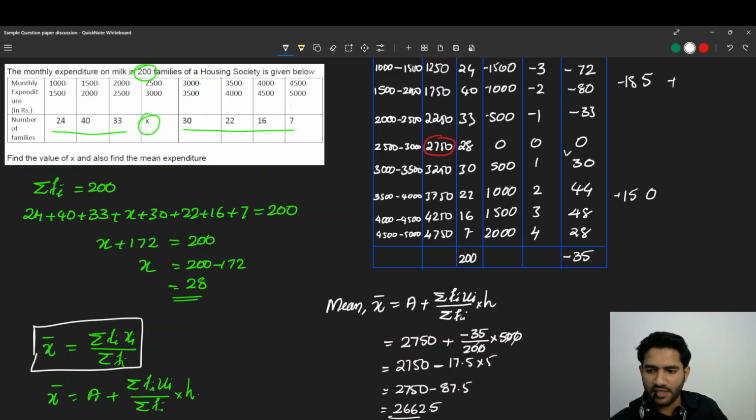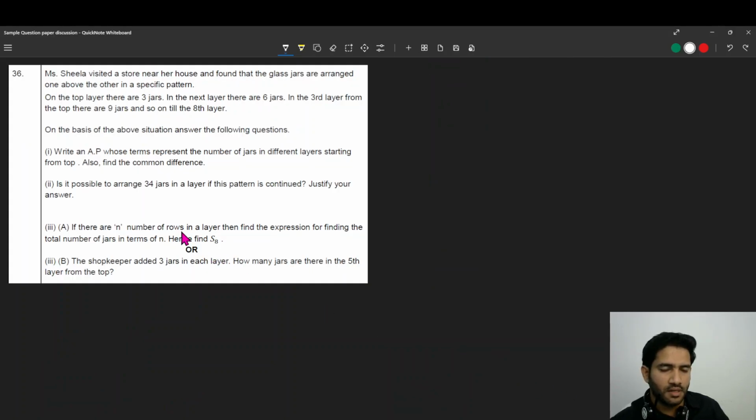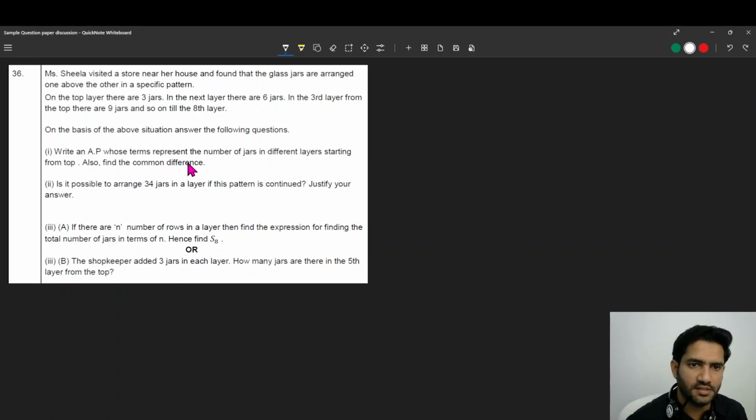Okay, then next one, it's a case study, the 36th one. So just read the question. Look at here, it is related to a store near her house where glass jars are arranged one above the other in a specific pattern. On the top layer 3 jars, the next layer there are 6 jars, the third layer from the top there are 9 jars, so 3, 6, 9. Okay, so from here we can create an AP.